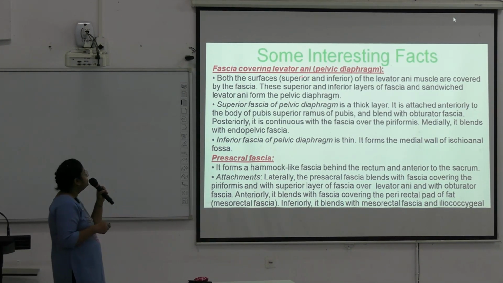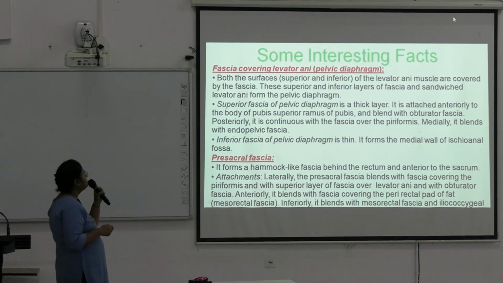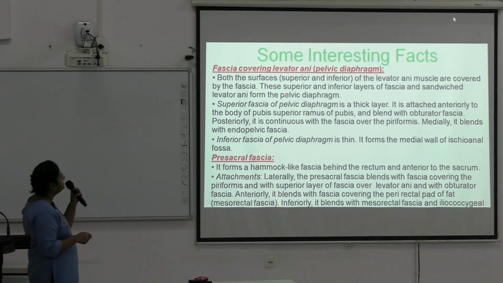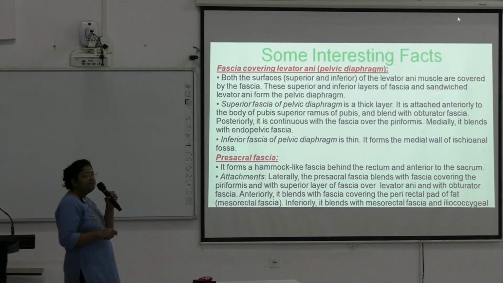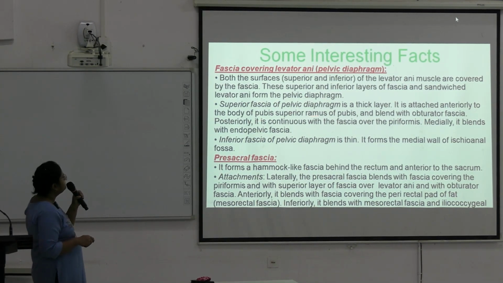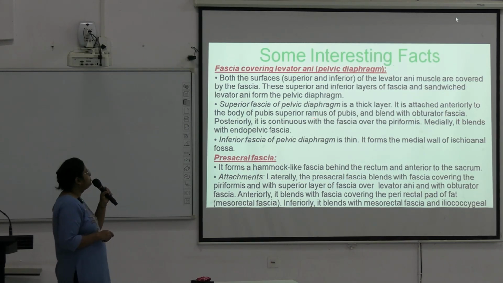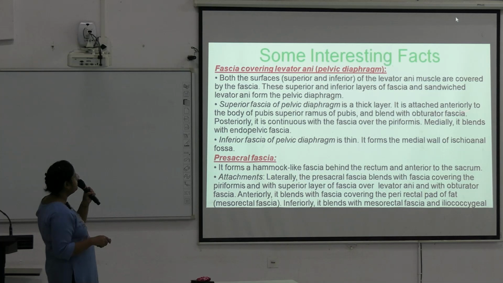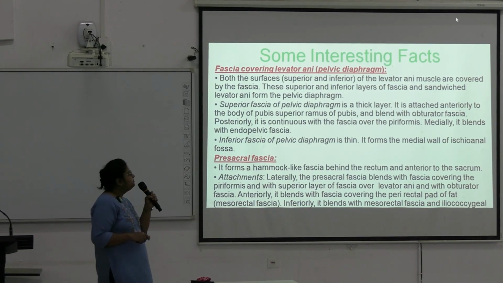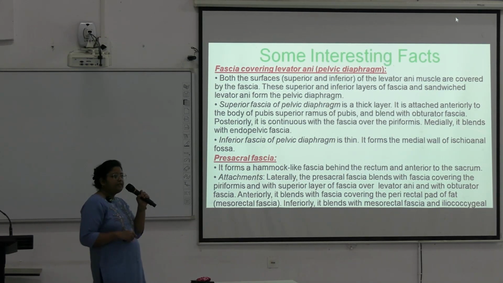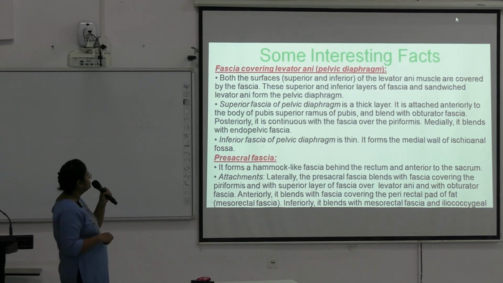Okay. So both the surfaces, superior and inferior, of the Levator Ani muscle are covered by the fascia covering Levator Ani, and these superior and inferior layers of fascia sandwiching Levator Ani form the pelvic diaphragm. The superior fascia of the pelvic diaphragm is a thick layer. It is attached anteriorly to the body of the pubis and the superior ramus of the pubis, and blends with the obturator fascia. Posteriorly, it is continuous with the fascia over the piriformis. Medially it blends with the endopelvic fascia. The inferior fascia of the pelvic diaphragm is thin and forms the medial wall of the ischiorectal fossa.